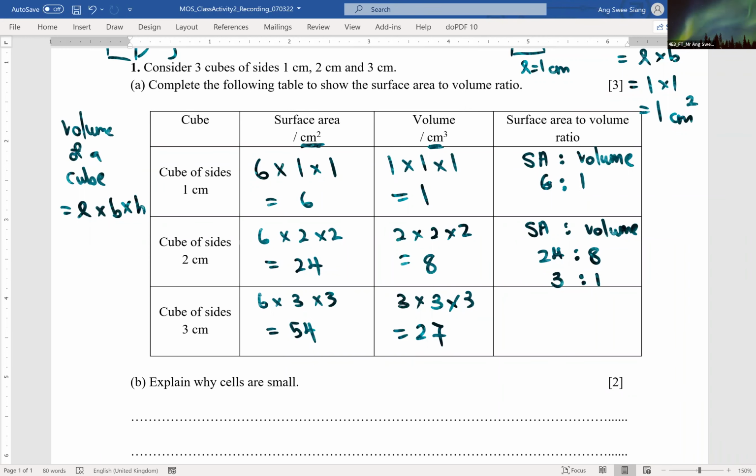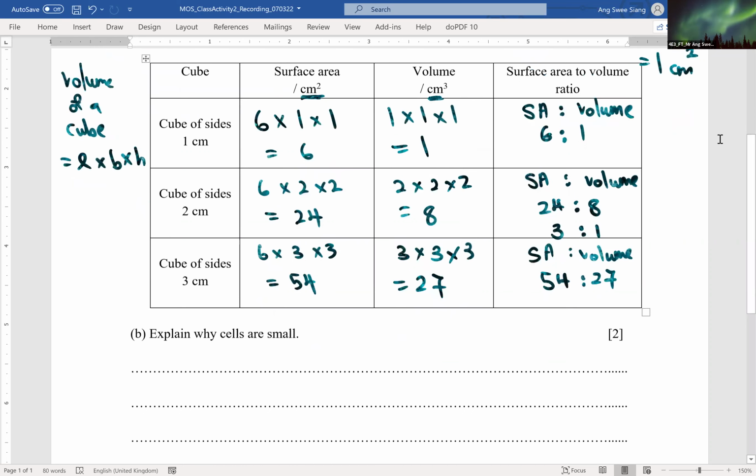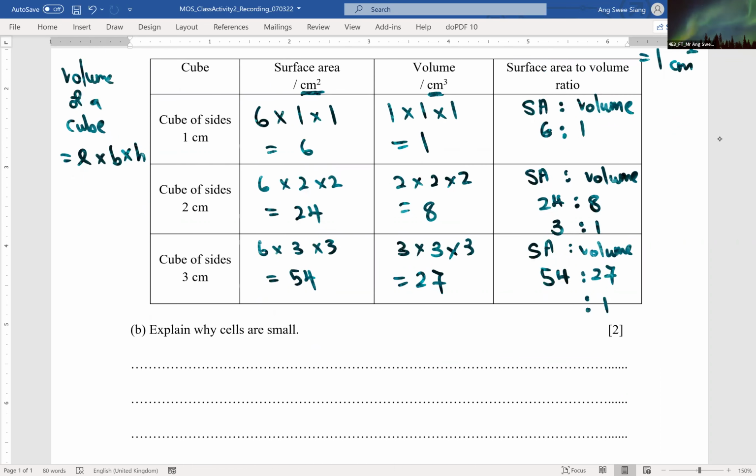Then for the cube of size 3 cm, it will be 54 is to 27. So likewise, I need to simplify it if I can. So 27 divided by 27 gives you 1, and 54 divided by 27 gives you 2. So if you compare the three different cubes, the cube with 1 cm, the cube with 2 cm, and the cube with 3 cm, the surface area to volume ratio is very different. For the cube with 1 cm, it's 6 is to 1, whereas for the cube of size 2 cm it is 3 is to 1. Then for the cube of size 3 cm it is 2 is to 1.